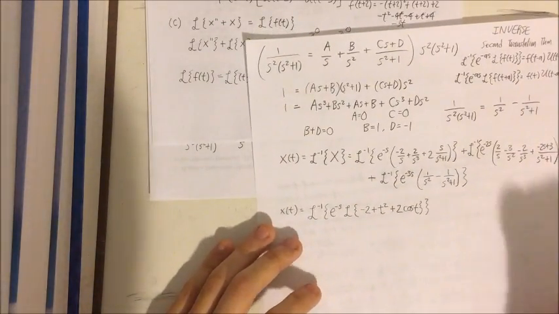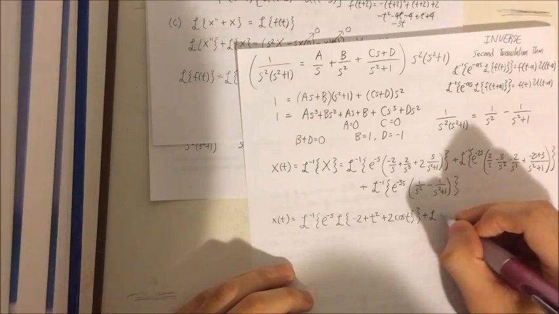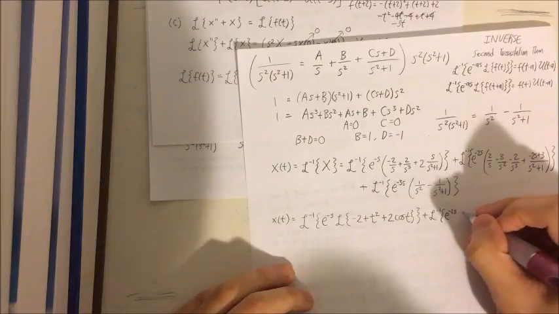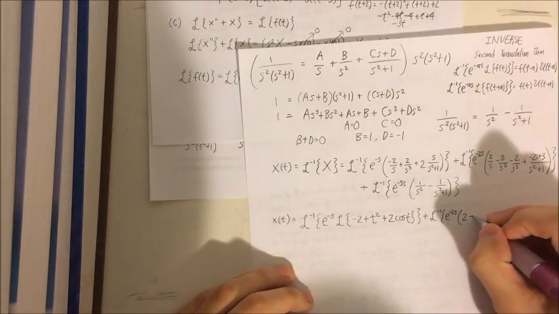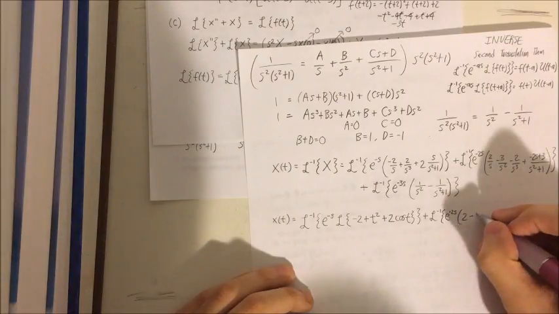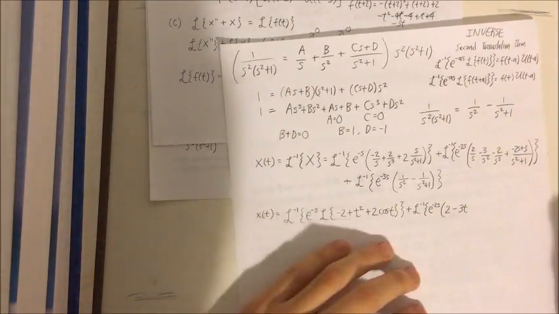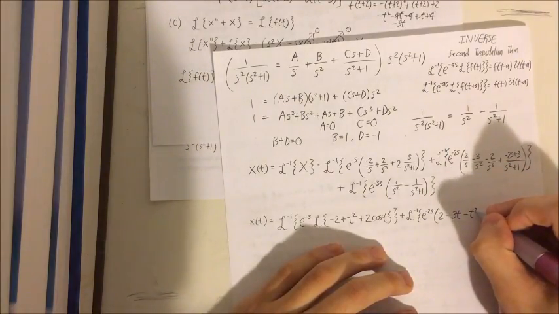So we have something that can fit one of these forms. So the negative 2s, this is the Laplace transform of 2. This is the Laplace transform of 3t, because the Laplace transform of t is 1 over s squared. This is the Laplace transform of minus t squared.